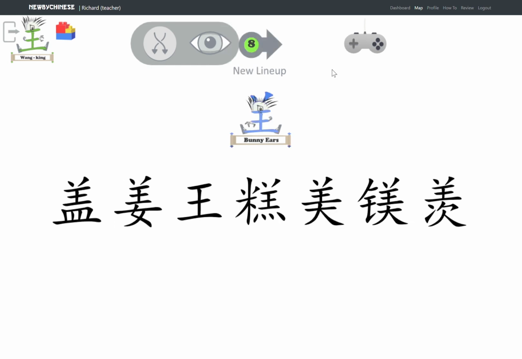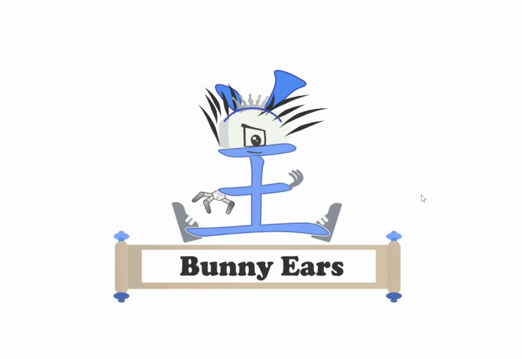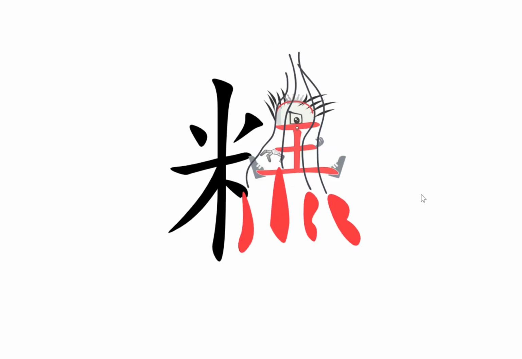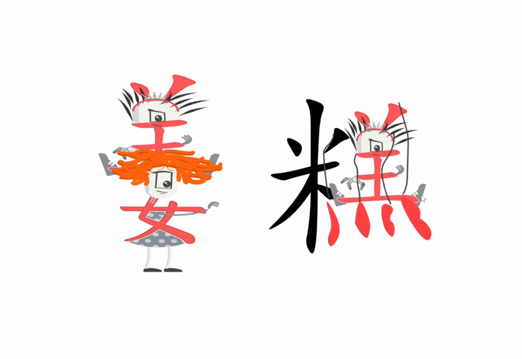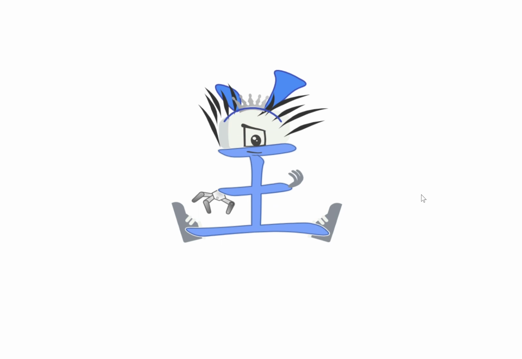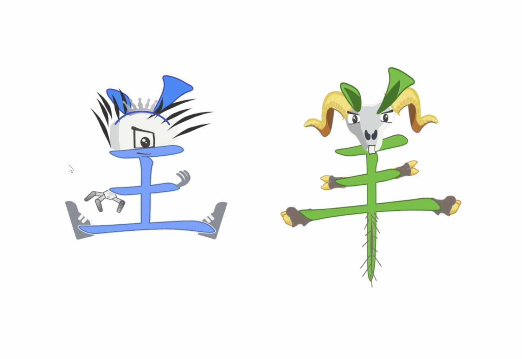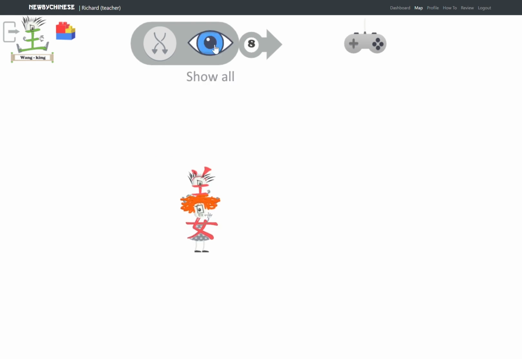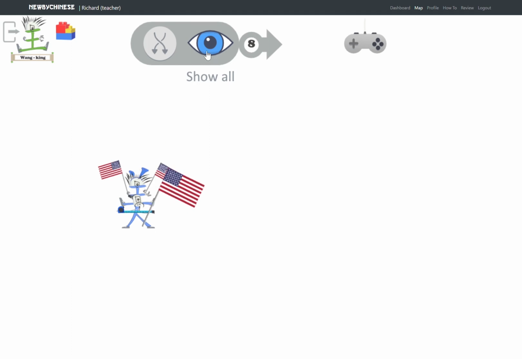Similarly with bunny ears. Again, a visual building block with no name in Chinese. This is bunny ears. You won't see bunny ears on its own, but you will see it in things like ginger, cake, and ginger cake. Just don't confuse it for goat or sheep, Yang. Try and spot the difference. So now in things like ginger or American, or beautiful.